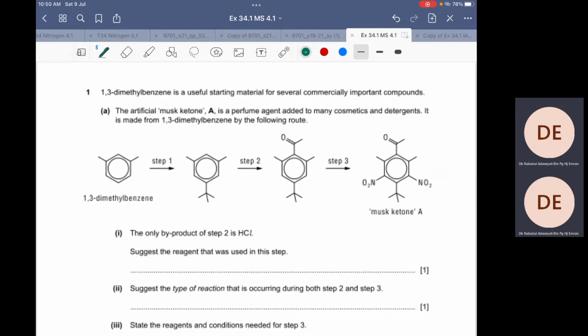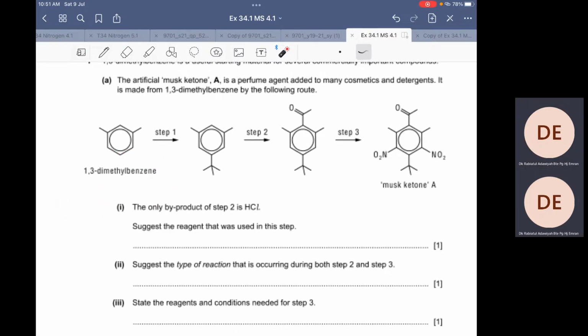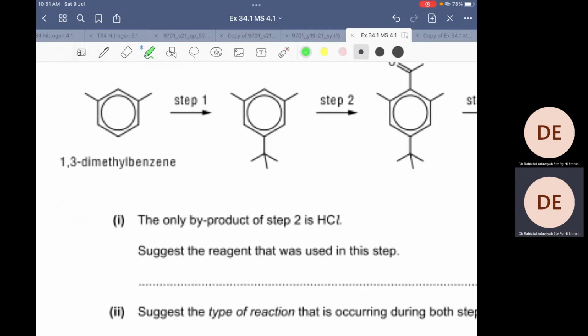So 1,3-dimethylbenzene is a useful starting material. The artificial musk ketone A is a perfume agent added to many cosmetics and detergents. It is made, okay, right. So step 1, we need to look at the changes. Going from 1,3-dimethylbenzene, the product of step 1, you have added this group that looks like a chicken foot. So how do you think I can attach that chicken foot onto my benzene ring?